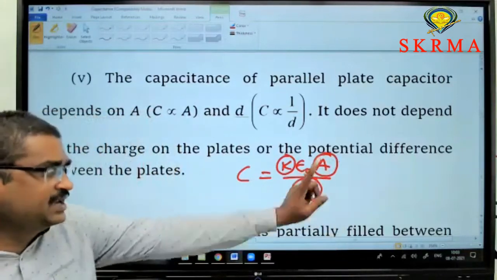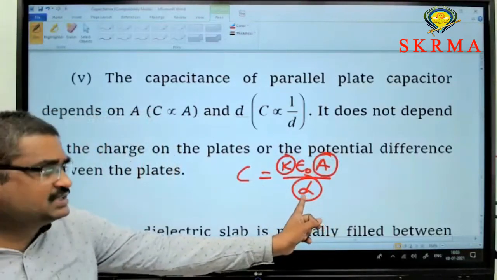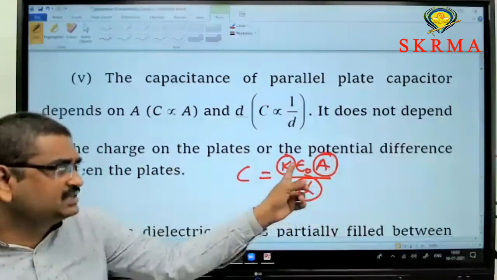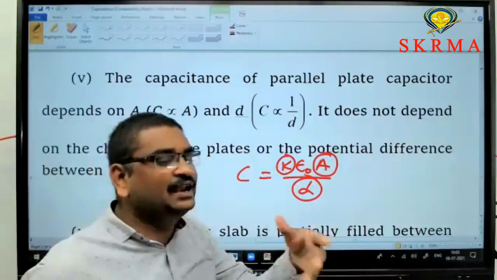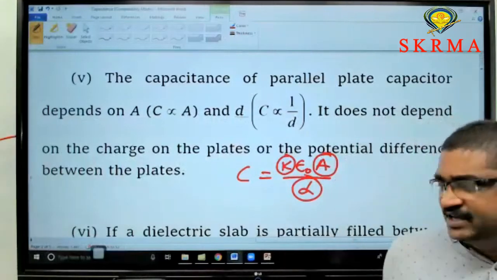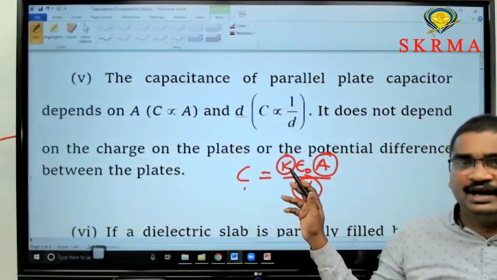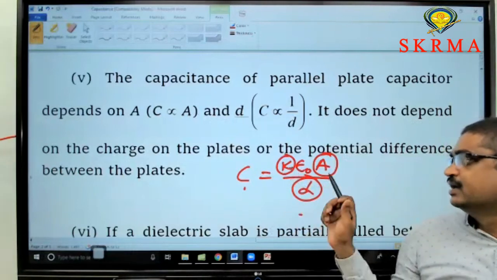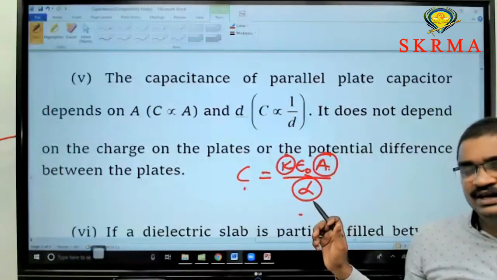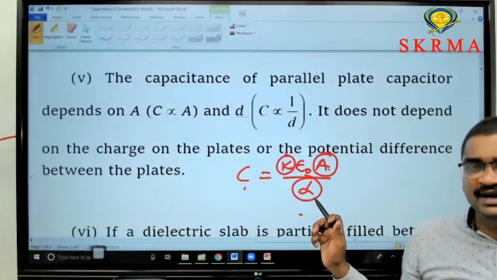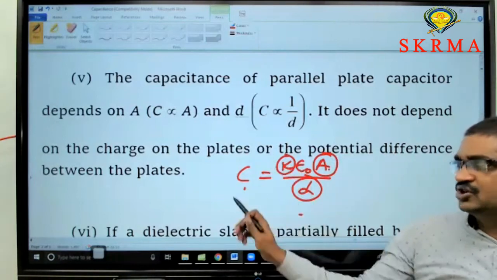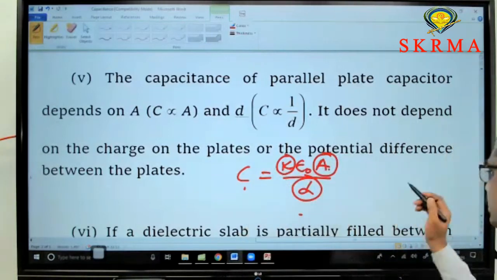What is D? The separation between the plates. What is A? The area of the plates. What is K? The dielectric constant. So from this equation we can conclude that capacitance depends on the medium between the plates, the area of the plates, and the separation between the plates. So capacitance depends on these factors.